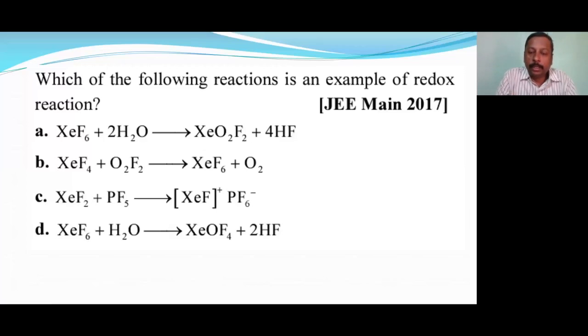Okay, here there are two elements. Redox means both reduction and oxidation must happen, and it is happening in option B. Here xenon's oxidation number is +4, and after the reaction it is +6. In O2F2, oxygen is at the +1 oxidation state, and here it is at the 0 oxidation state. Oxygen is undergoing reduction and xenon is undergoing oxidation, therefore option B is correct.